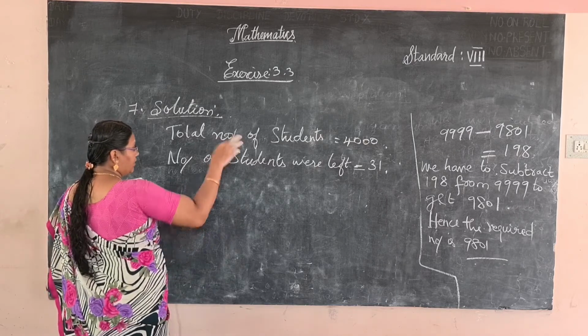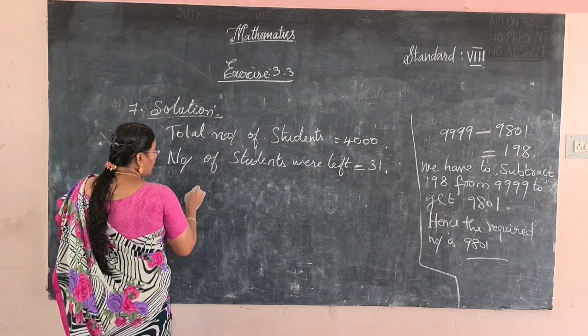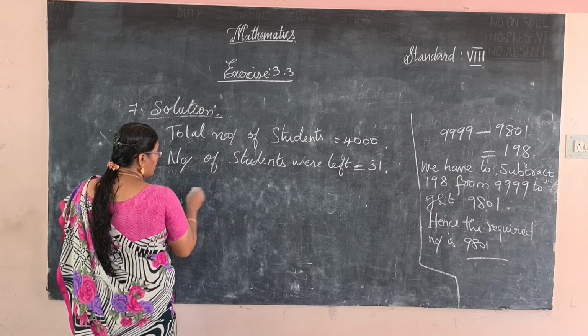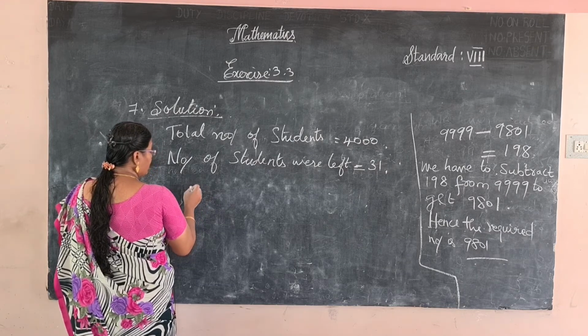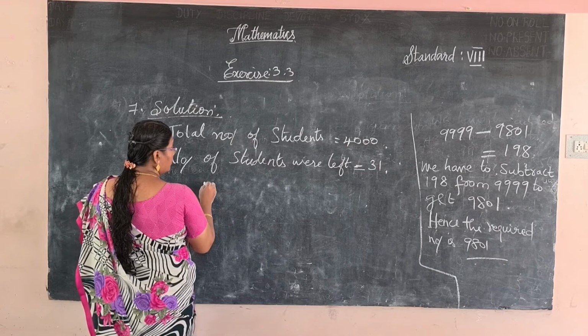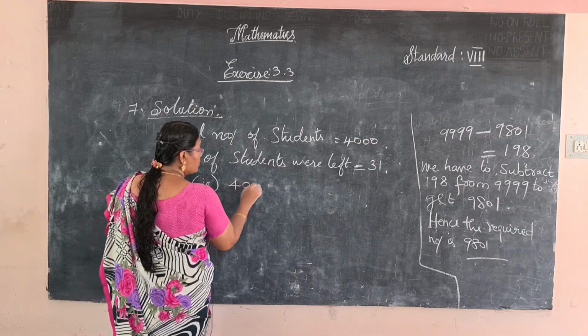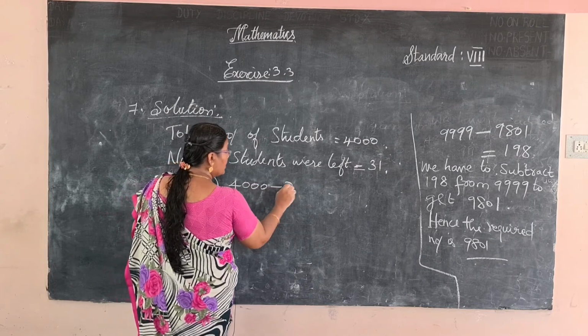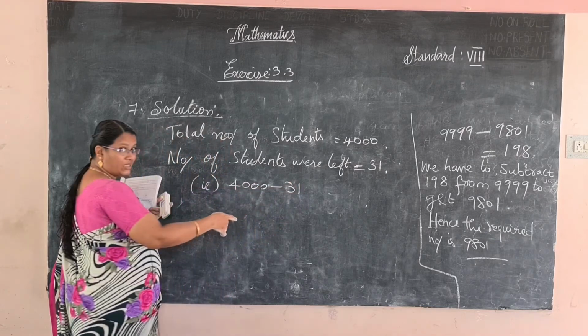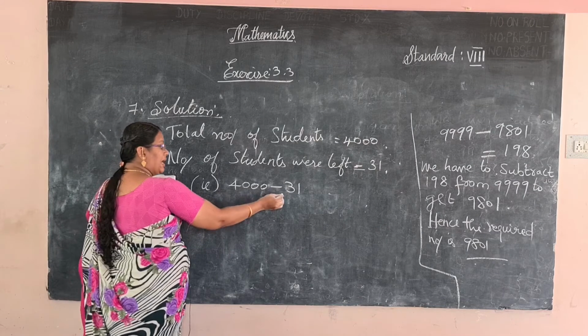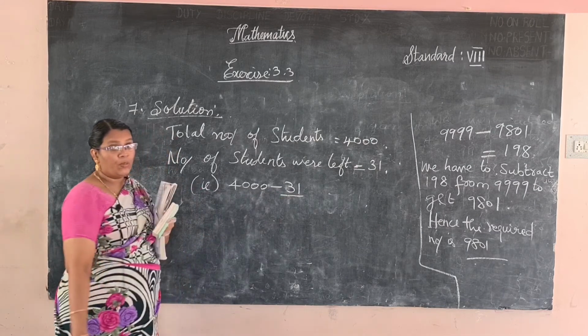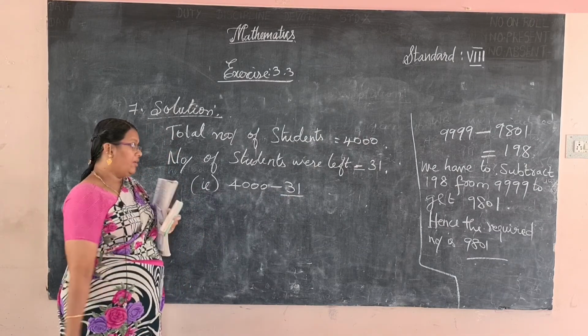So subtract from the total number of students. That is 4,000 minus 31. Why do we subtract? Because 31 people were separately arranged from the given arrangement.